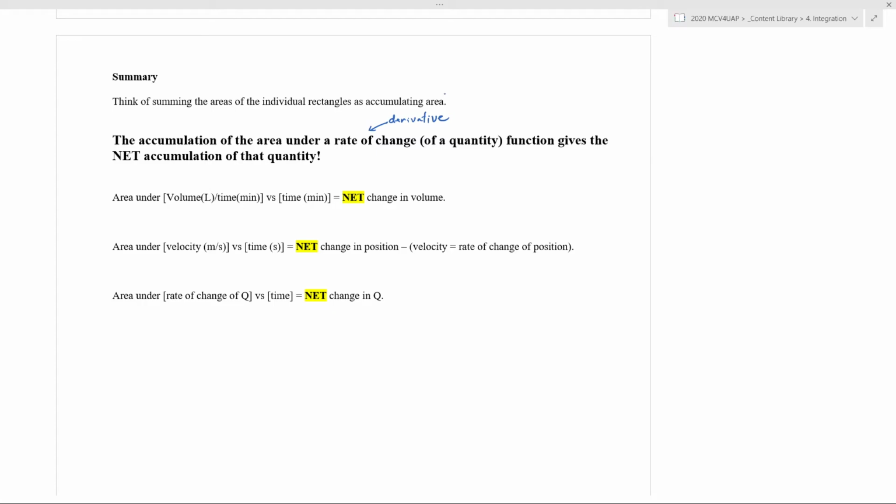So that last statement is just the generalization of the first two specific examples. So if you have any rate of change of some quantity Q and you find the area under that graph, it'll give you the net change in Q. That's what that statement is saying. Any questions on that?